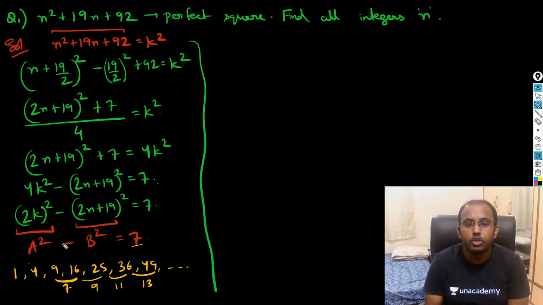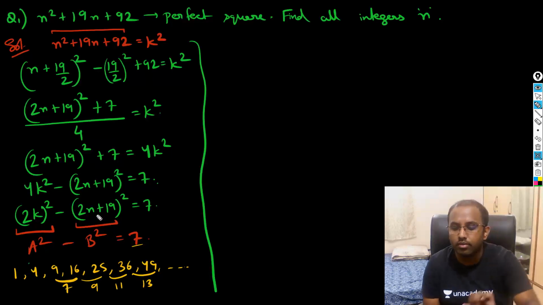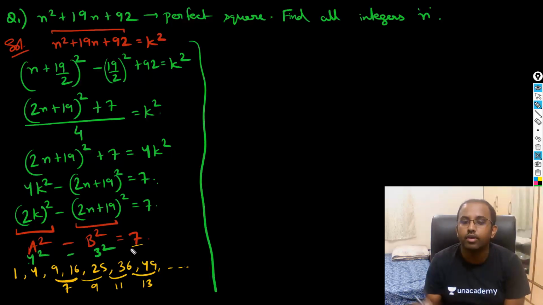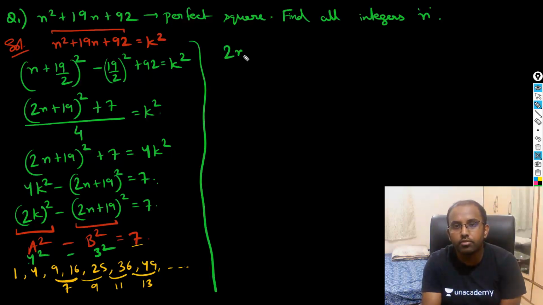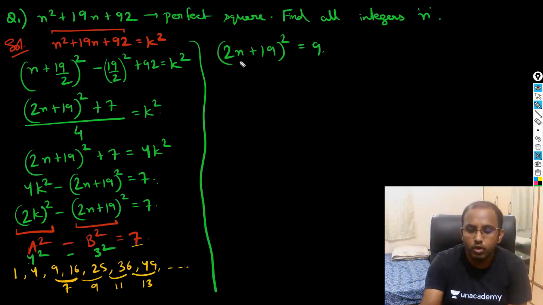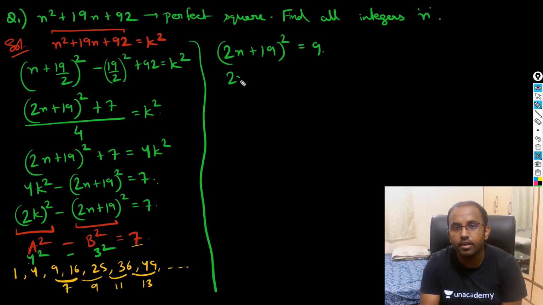So I can be sure that this 2n plus 19 whole square will be equal to some 4 square, and this will be equal to some 3 square. Basically I wanted the value of n, so this 4 square and 3 square satisfies this. So I can write that 2n plus 19 whole square must be equal to 9. That means 2n plus 19 should be equal to plus minus 3.